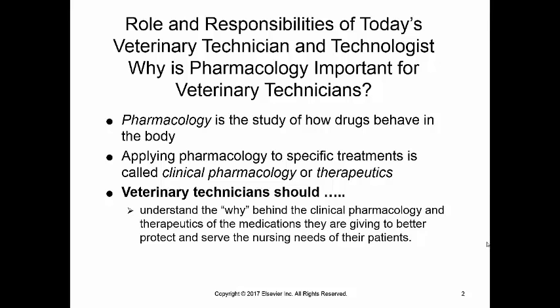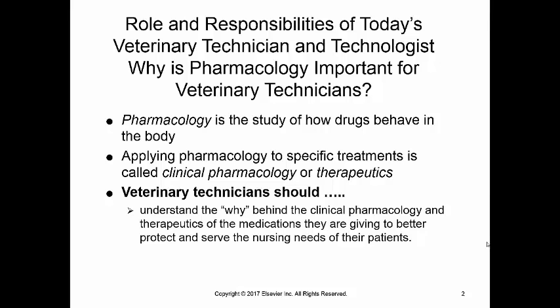And so pharmacology is actually the science and the study of drugs and how they behave in the body and how they interact with the body. When we start looking at using pharmacology to treat specific treatments or conditions, that's when we actually use the words clinical pharmacology. So that's actually using a drug to treat a specific disease or condition. And we can also use the term therapeutics for that. So once again, pharmacology is the study of how drugs behave in the body.